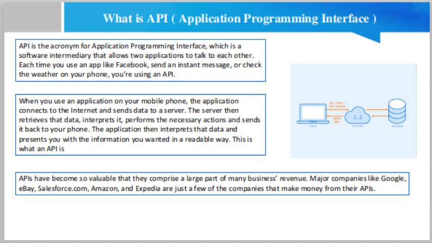APIs have become so valuable that they comprise a large part of many businesses' revenue. Major companies like Google, eBay, Salesforce.com, Amazon, and Expedia are just a few of the companies that make money from their APIs. The modern API.